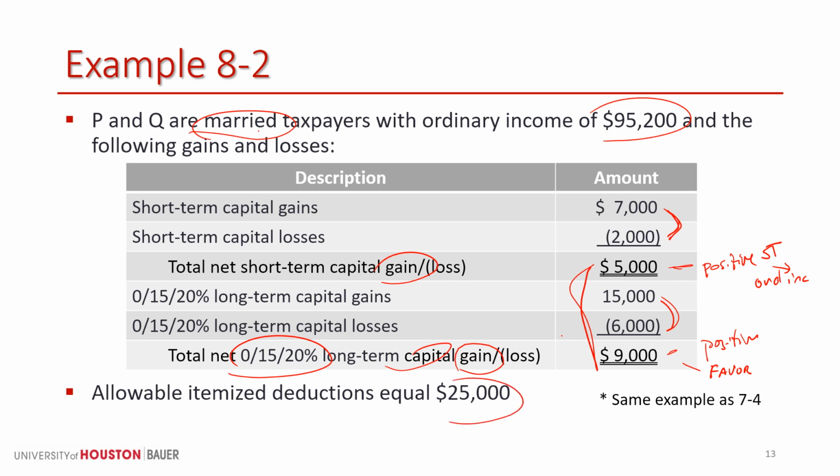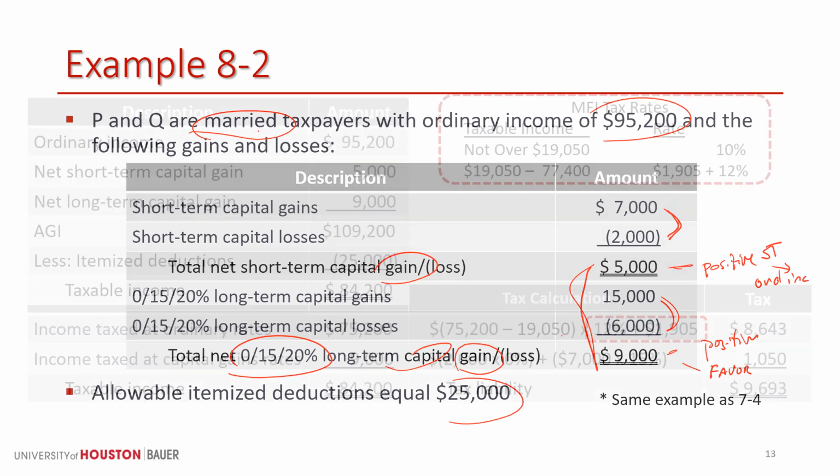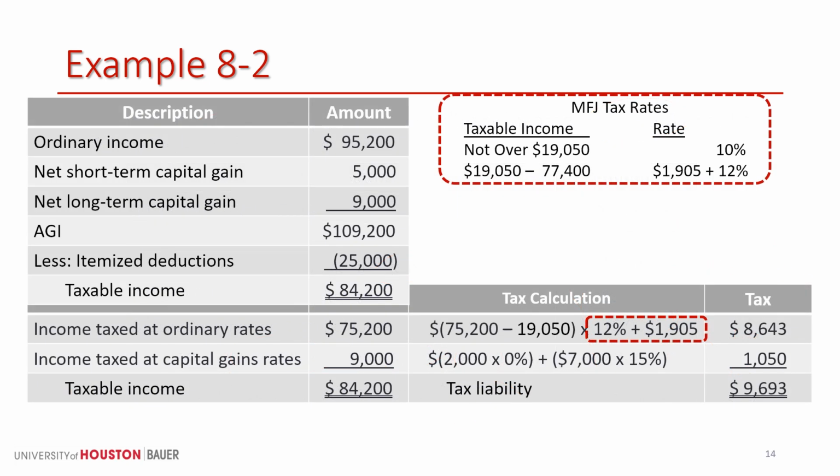We're also told that they have itemized deductions of $25,000. So now we want to calculate their tax. We start with their ordinary income, and we're going to add in any other special items they might have. We were told that they had short-term capital gains and long-term capital gains. We add that together, and then we're going to subtract out their standard deduction or itemized deduction, whichever is larger. And that would give us their taxable income.